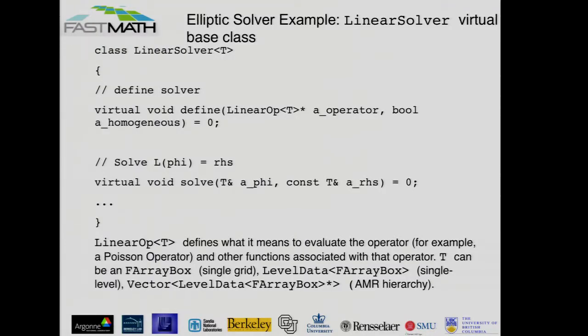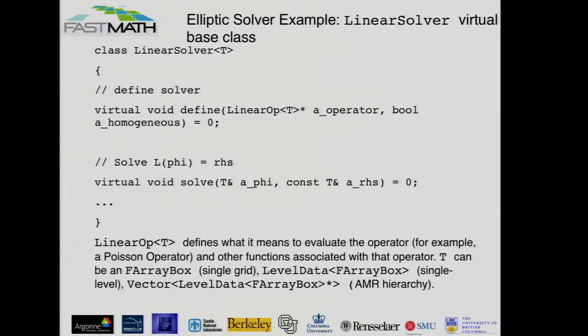For instance, you've seen the level datas, which have these disjoint box layouts on these types of patches. For a single grid solve, it's like this. And for an AMR hierarchy, it's simply a vector of these single level operators. Then you define your solver by giving it a linear operator and the information it's going to need to solve the problem.